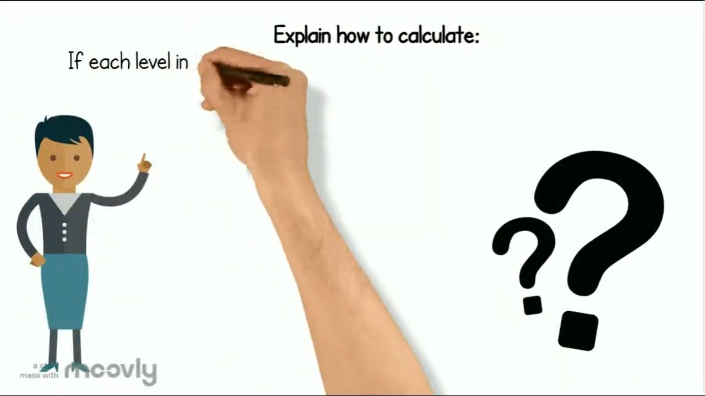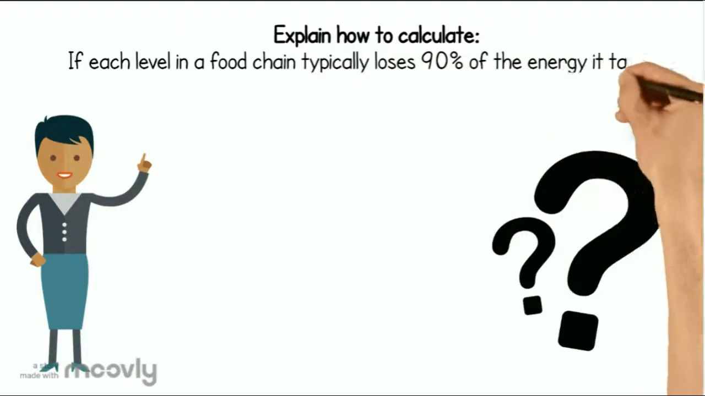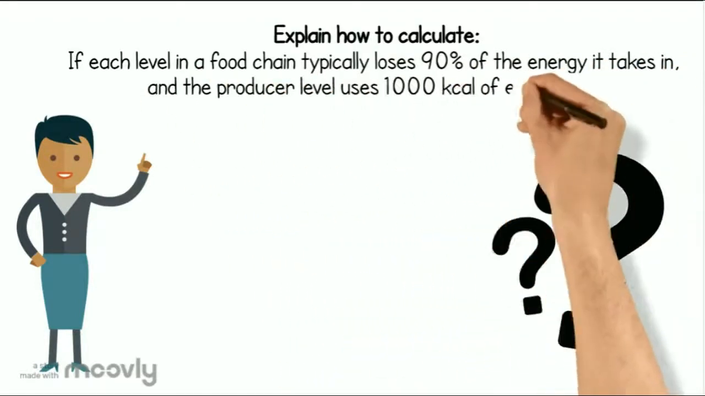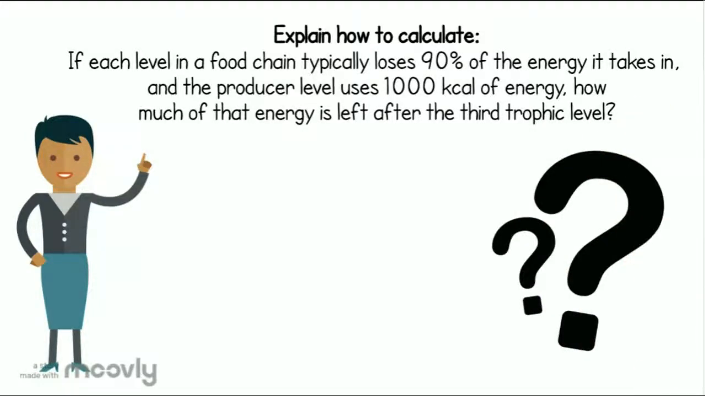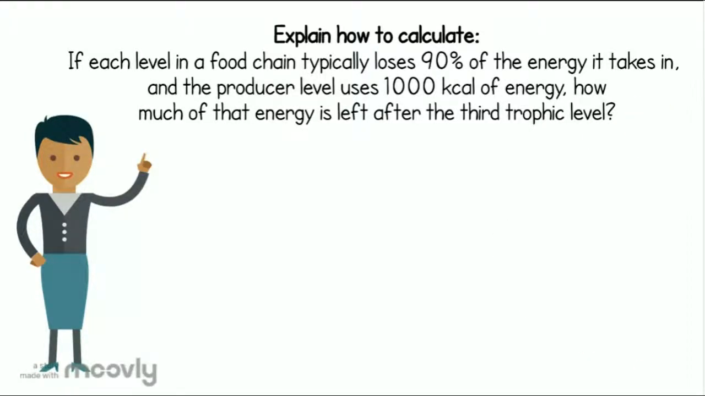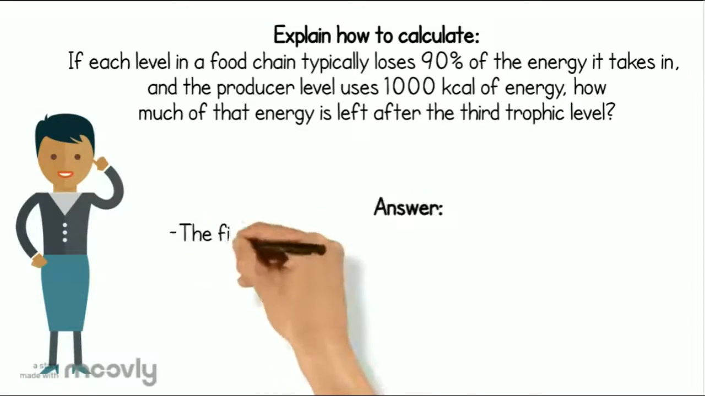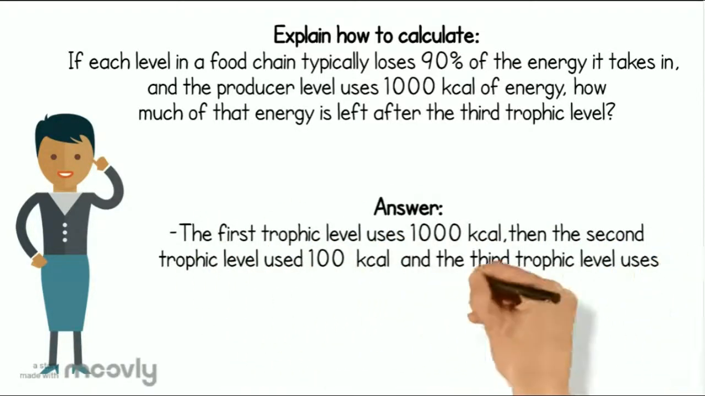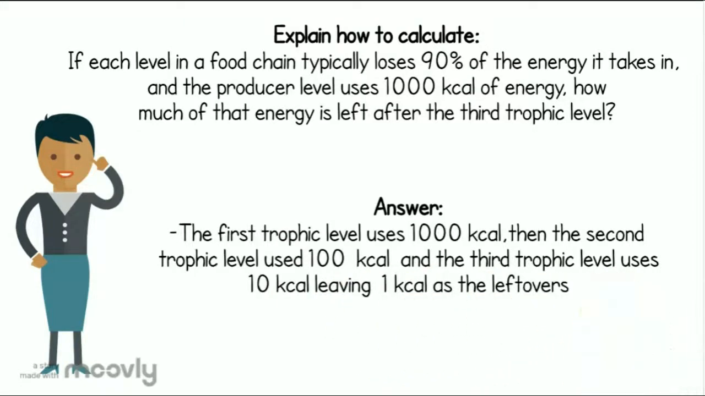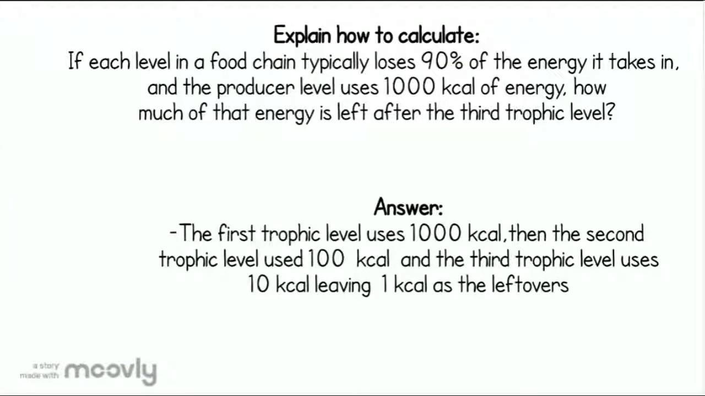Explain how to calculate. If each level in the food chain typically loses 90% of the energy it takes in, and the producer level uses 1,000 kilocalories of energy, how much of that energy is left after the third trophic level? The first trophic level uses 1,000 kilocalories, the second trophic level uses 100 kilocalories, and the third trophic level uses 10 kilocalories, leaving 1 kilocalorie as a leftover.